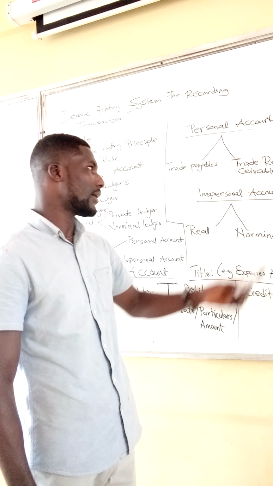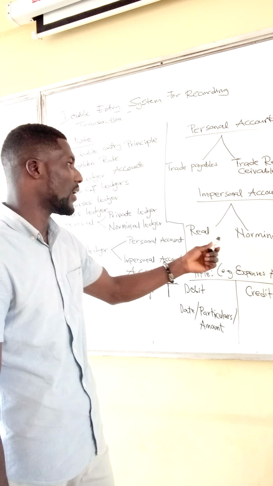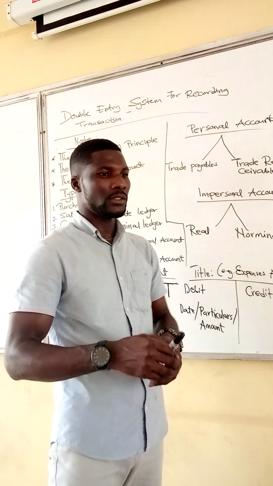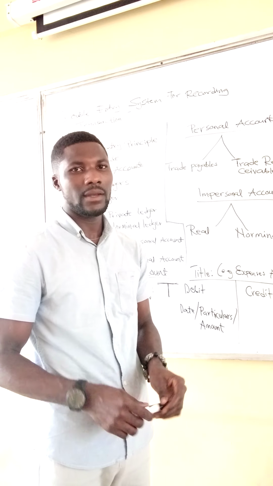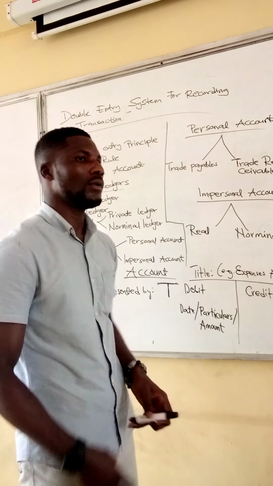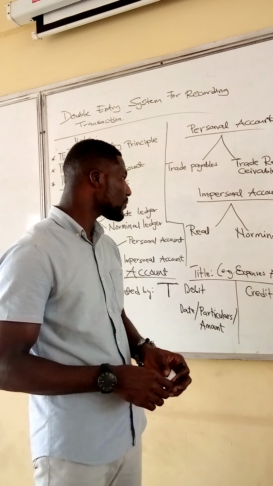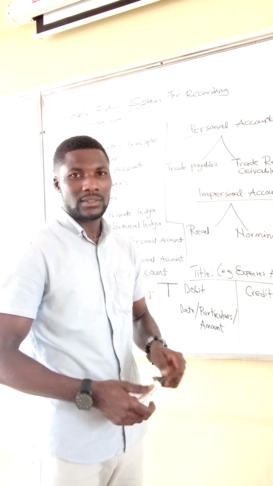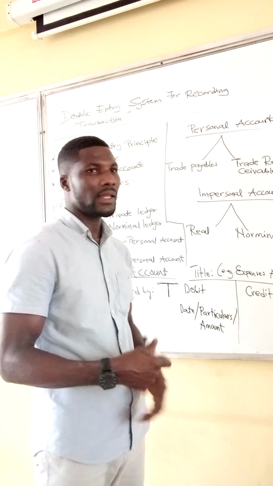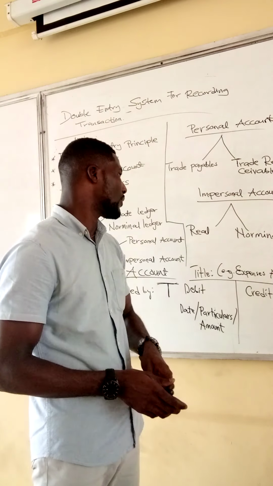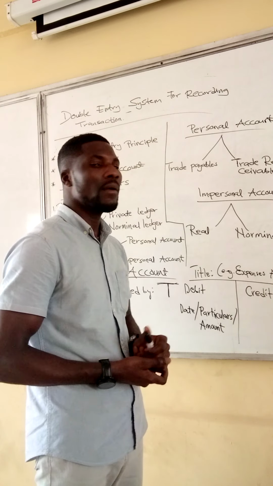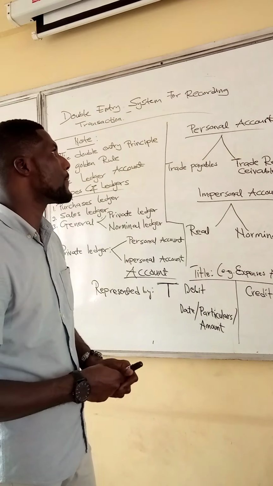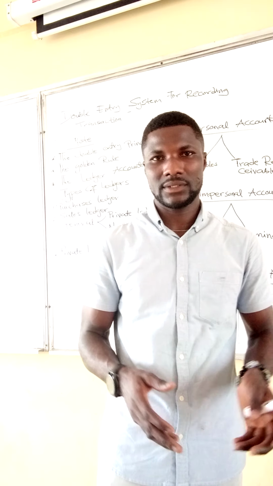Then we have the impersonal account. With the impersonal account, we have the real account and the nominal account. Like I said earlier, the nominal account is an account used to record revenues and expenses. Then the real account is an account in which assets, tangible and intangible assets, are recorded. It could be cars, motor vehicles, and other stuff. Now, what do we mean by an account?